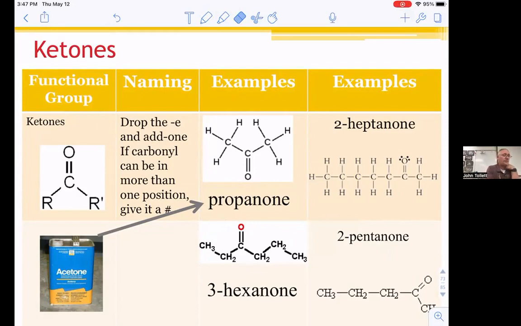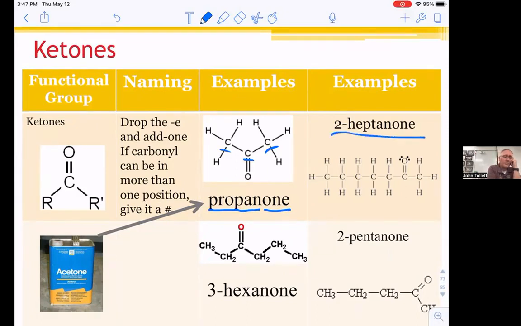If we look at that first one, the way you name them is very similar to the other two. You say propane because there are 1, 2, 3 carbons. Take off the E and you add ONE for ketones. So that would be propanone. Because they're going to be in the center of these, this could be called 2-propanone. But since that's the only place it could be to be a ketone, it's okay to just call it propanone.